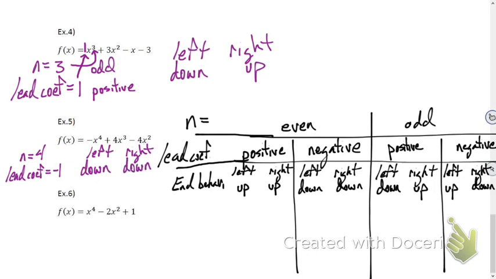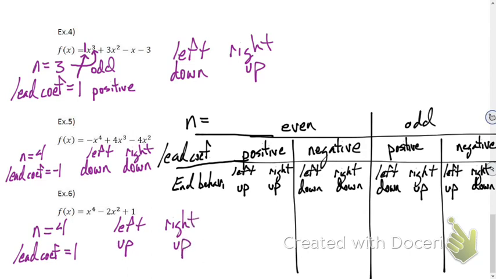For number 6, n is also 4 with a lead coefficient of 1. So that tells me on the left, it is going up. On the right, it is going up. All right, hopefully that helps. We moved on to factoring practice after that.